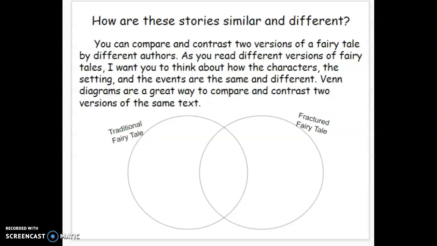How are these stories similar and different? You can compare and contrast two versions of a fairy tale by different authors. As you read different versions of fairy tales, I want you to think about how the characters, the setting, and the events are the same and different. Venn diagrams are a great way to compare and contrast two versions of the same text. So you could compare and contrast a traditional fairy tale with a fractured fairy tale. And then the inside is how they are alike, how they are similar.